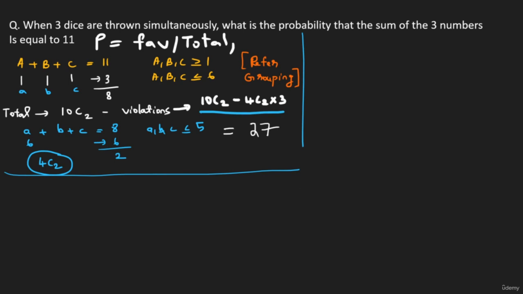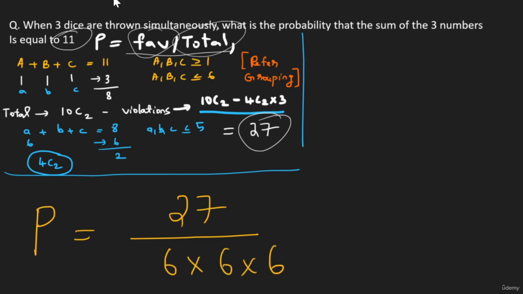The question says we need to find the probability such that the sum is equal to 11. We have found that there are 27 cases in which the sum will be 11. Now probability is favorable by total. So favorable is 27. And what is the total? The total is 6 into 6 into 6, right? Because we are throwing 3 dice. Each dice can have 6 possible outcomes. Therefore, dice 1 and dice 2 and dice 3 can have 6 into 6 into 6 possibilities. Therefore, your answer to this question is 27 divided by 6 into 6 into 6.